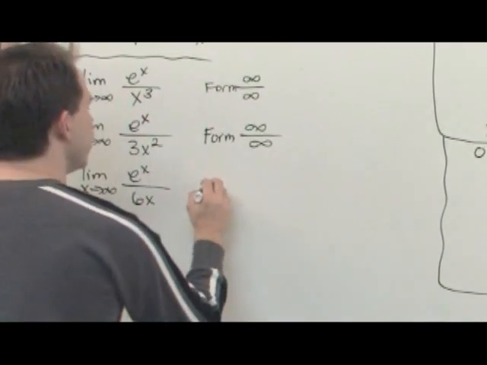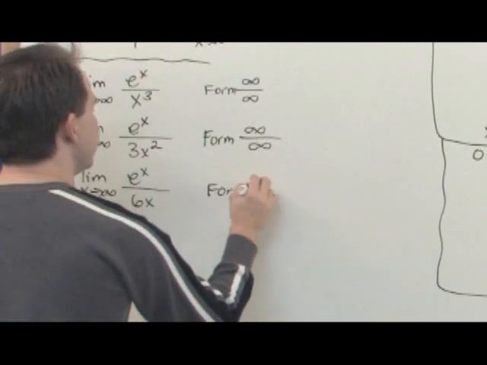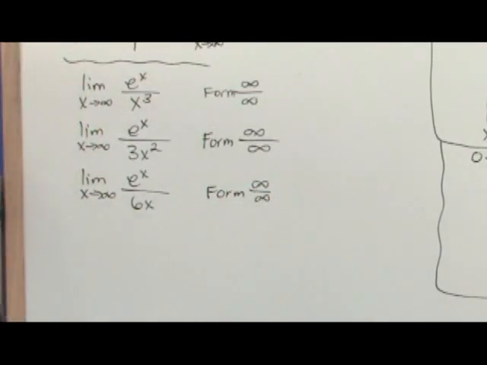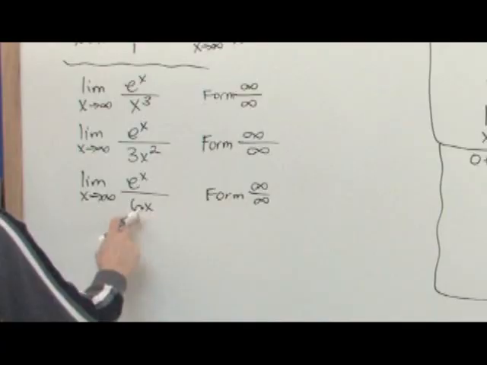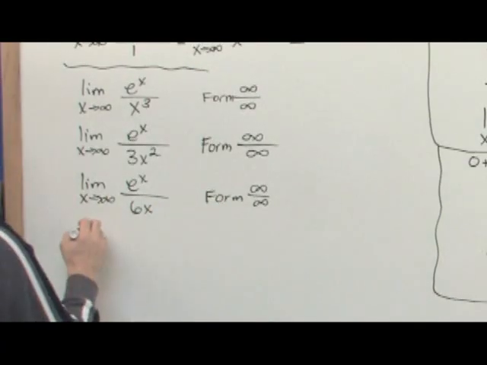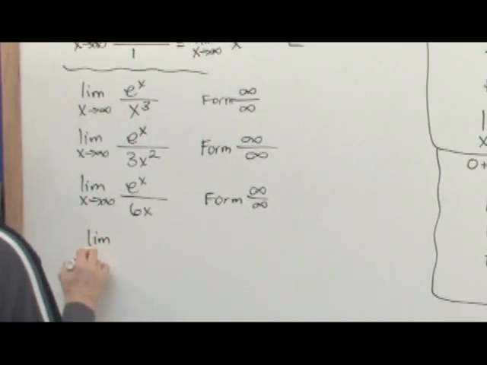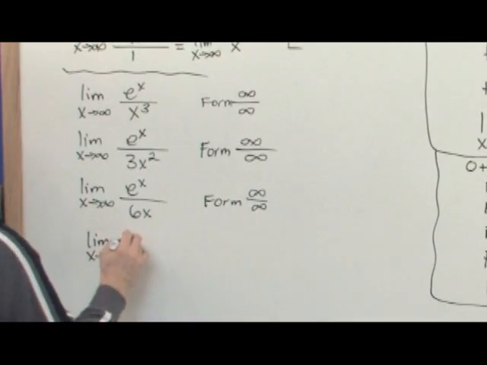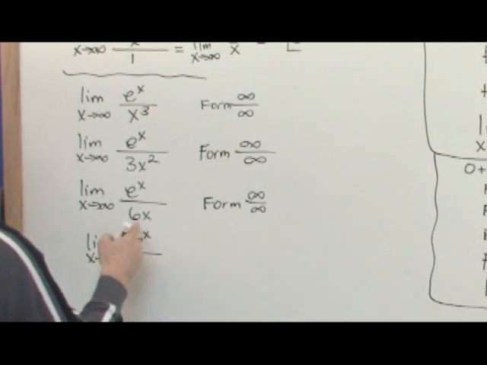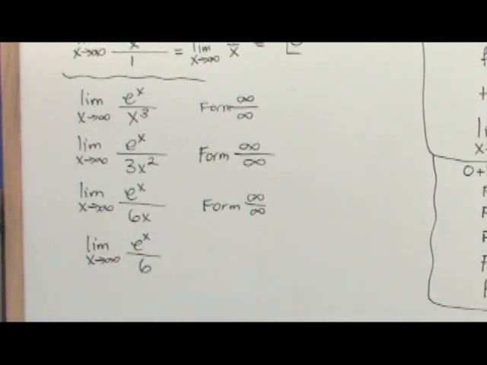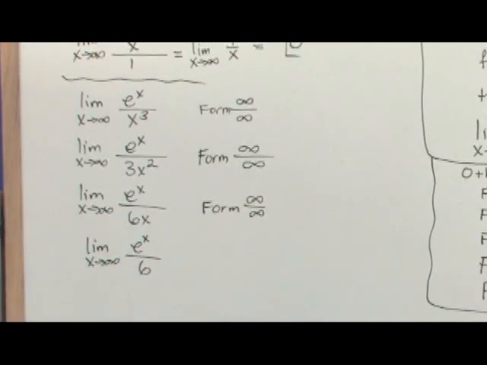So what form is this? I think you convinced yourself. It's still infinity over infinity. Okay, because e to the infinity is infinity, and 6 times infinity is still infinity. But here I think you'll see that if we apply L'Hopital's rule one more time, the top derivative is still e to the x. The bottom derivative now finally is just 6. We get rid of that x altogether.